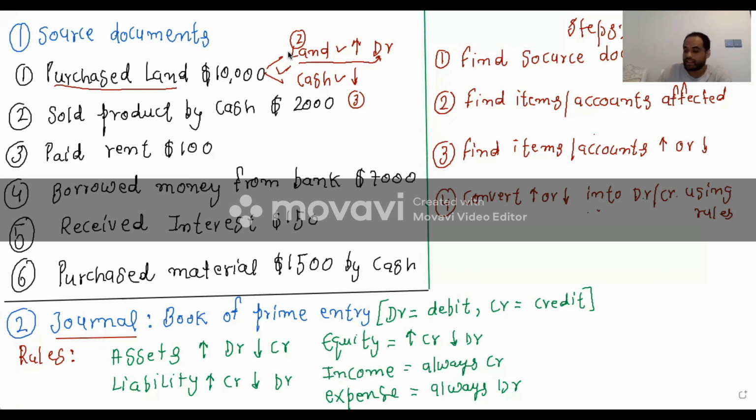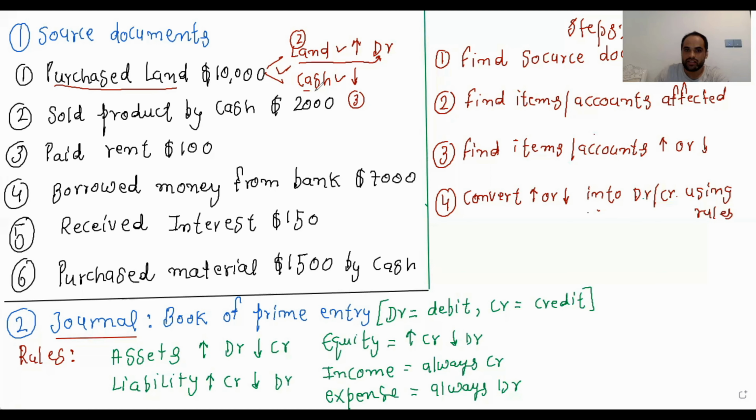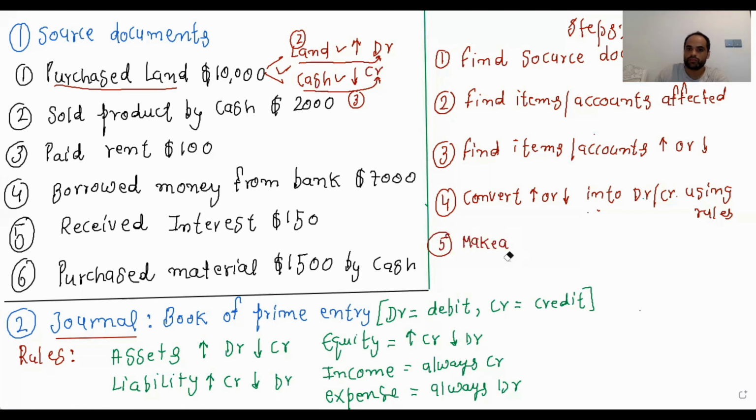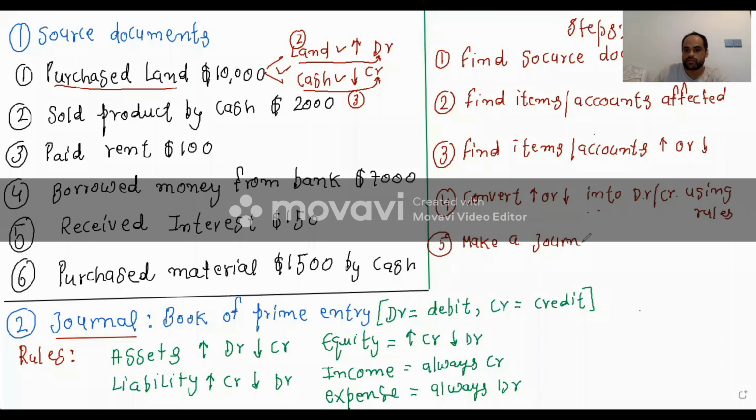So now, cash decreases. So it means assets decrease. So cash will be credit. All right. So that's your step 4. And now step 5, make an entry. You will make a journal entry.